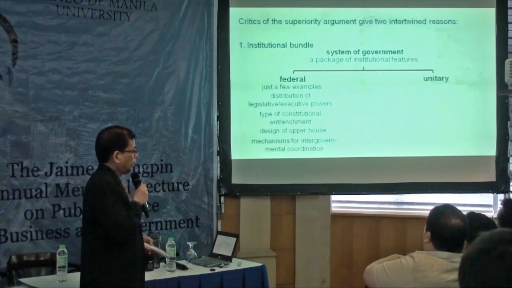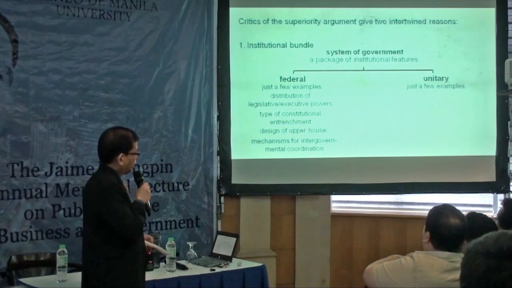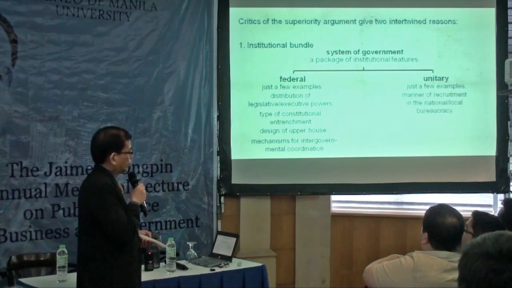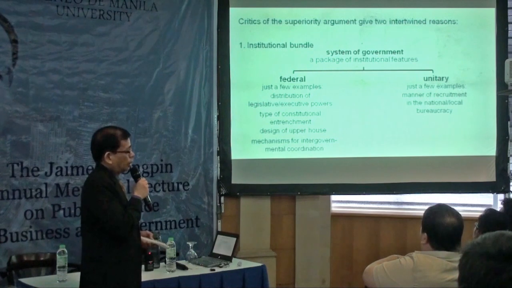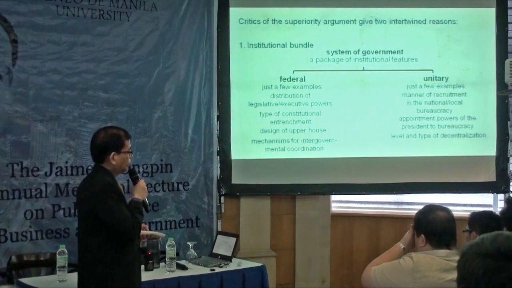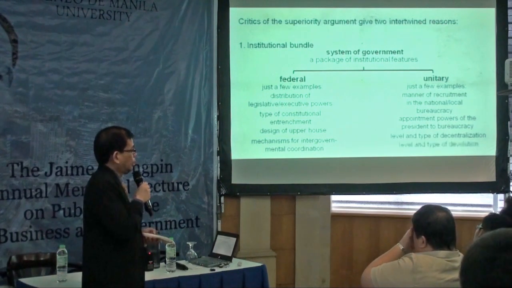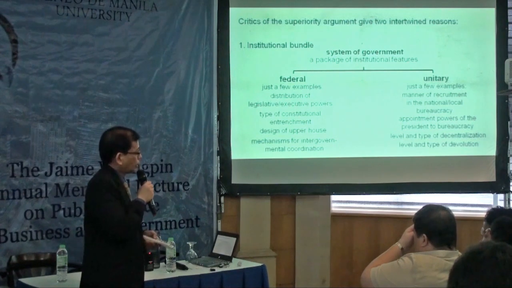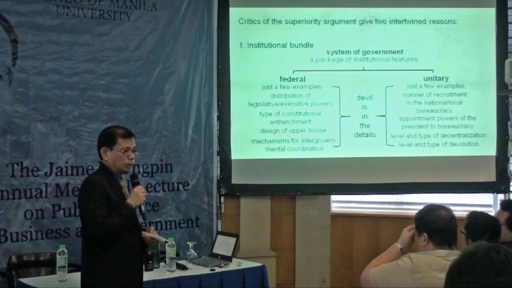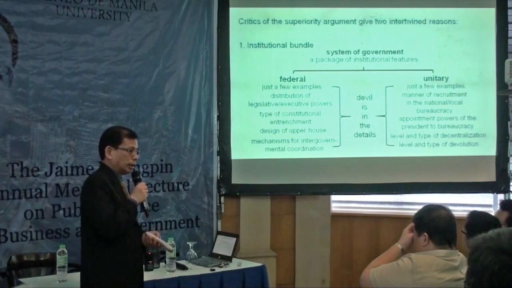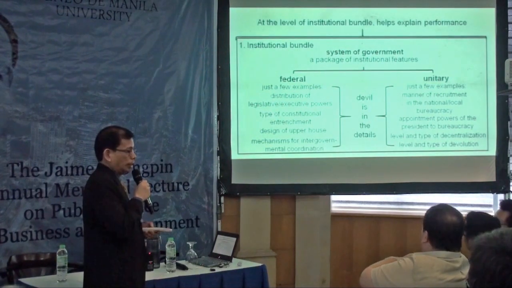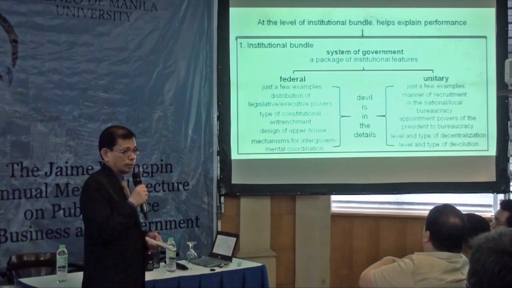Same thing happens with unitary, and I'm just going to mention a few examples. The performance of a particular unitary system of government would depend on the manner of recruitment in the national local bureaucracy, the appointment powers of the president to the bureaucracy, the level and type of decentralization, as well as the level and type of devolution. And this would actually be one principle of institutional design: the devil is in the details. Taken together, at the level of institutional bundle, this insight helps explain performance.